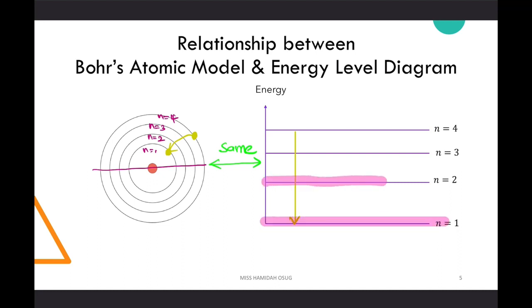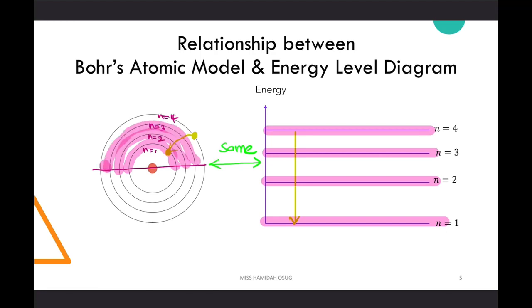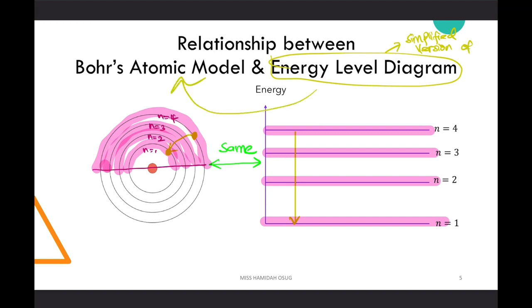Kenapa kita gunakan energy level diagram? Sebab jika dibandingkan dengan Bohr's atomic model, energy level diagram adalah lebih mudah untuk dilukis. Lebih-lebih lagi kalau kita mahu tunjukkan electron transition, ia lebih mudah jika kita gunakan energy level diagram. Dalam erti kata lain, energy level diagram ini is a simplified version, versi yang simple untuk Bohr atomic model.